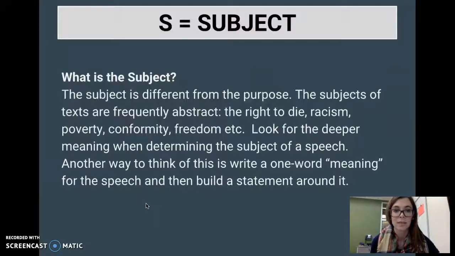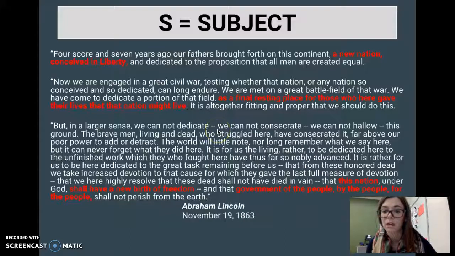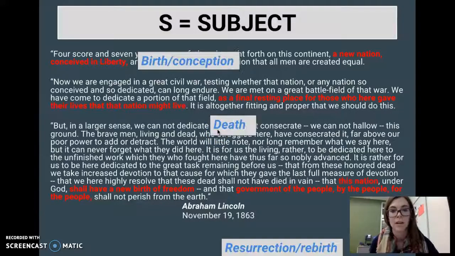Next is S, subject. This is different from the purpose. It's more like a theme statement or a one-word meaning for the speech, and then building a statement around it. So for example, I pulled out specific elements of the text in our Gettysburg Address, and I noticed a lot of things related to death and new nation and the idea of a country coming together, birth, freedom. So those were the big things that I noticed in my analysis of this speech.